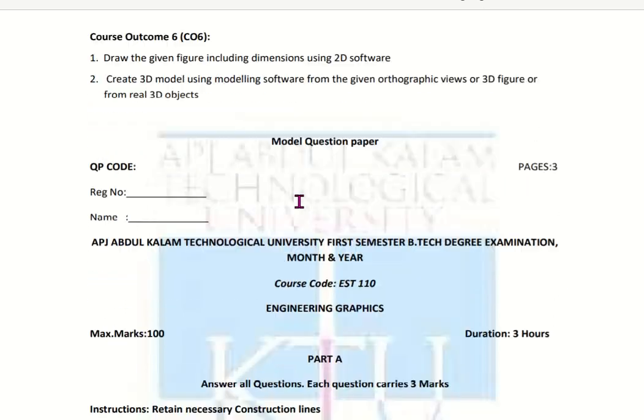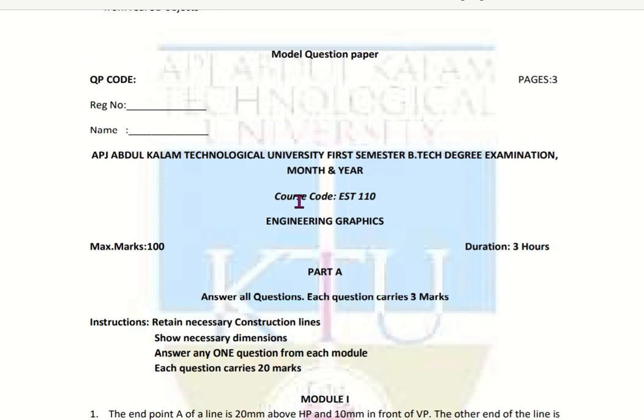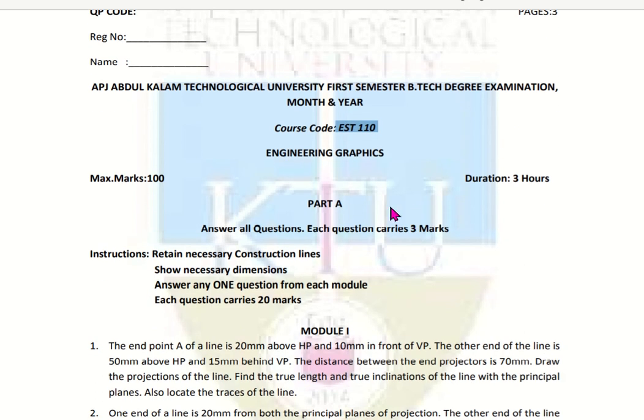Okay. So coming to the model question paper, we have a question code, paper code, page 3. We have 3 pages like that. Register number, name, and the university name is here, APJ Abdul Kalam Technological University, first semester BTech degree examination, month and year. Course code is EST110, very important. Your course code is EST110, Engineering Graphics. And total marks is 100 for the university examination and it consists of a 3-hour duration.